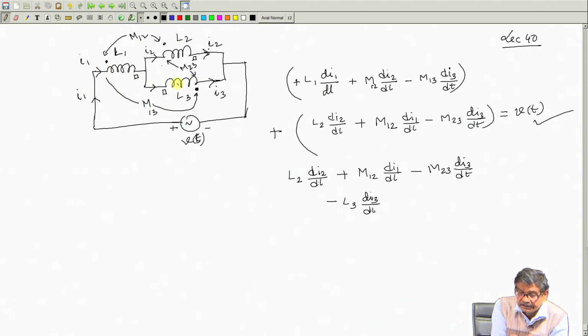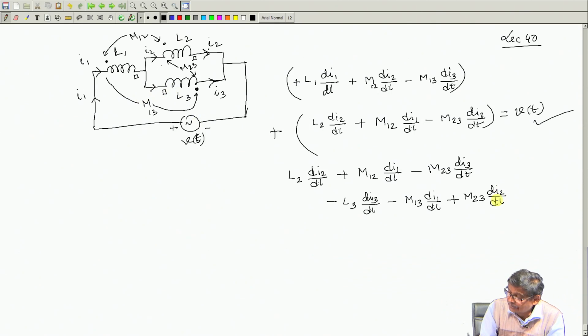Then another 2 terms, this and because of this. Because of this, this is dot. So, this left hand side is plus. So, this will be also minus M13 dI1 dt, and through the dot it was entering. So, this will be plus M23 dI2 dt, and that must be equal to 0. That is what I am telling. So, this is the thing, correct.